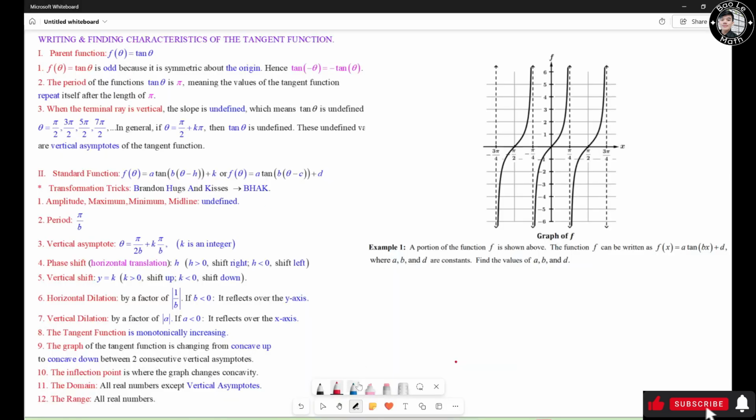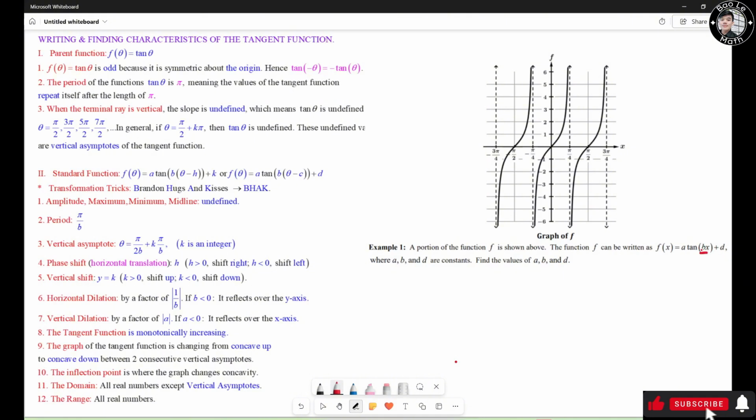Alright, so let's take a look at the first example. A portion of the function f is shown above. The function f can be written as f of s equals a times tangent b of s plus d, where a, b, d are constants. Find the values of a, b, and d. Now, we look at this one, we need to find b.